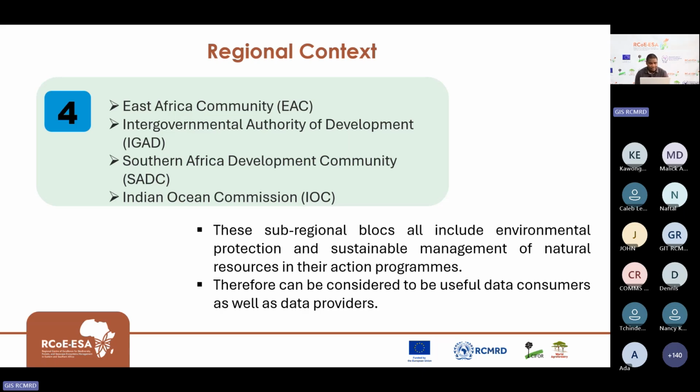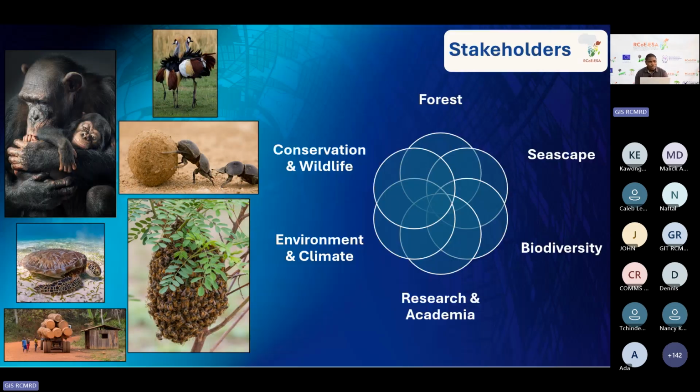In a regional context, the project is important because it covers almost four regional bodies: the East African Community, the Intergovernmental Authority on Development, the Southern Africa Development Community, and the Indian Ocean Commission. While these commissions have their mandates in different segments, this project comes in and tries to provide bigger support on how they can come into play and also achieve their mandate in terms of resource governance in the respective regions. Our key stakeholders, whom we target to work with, are the forest managers, the seascape activists, biodiversity conservation, and research and academia in environment, climate, conservation and wildlife.